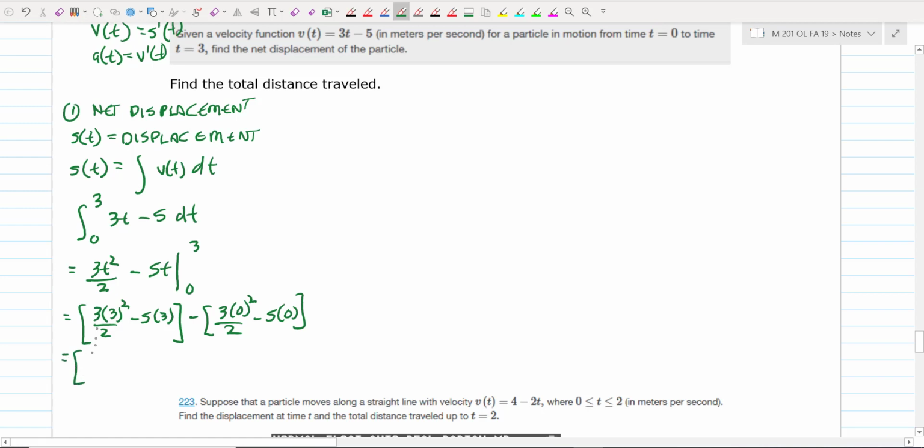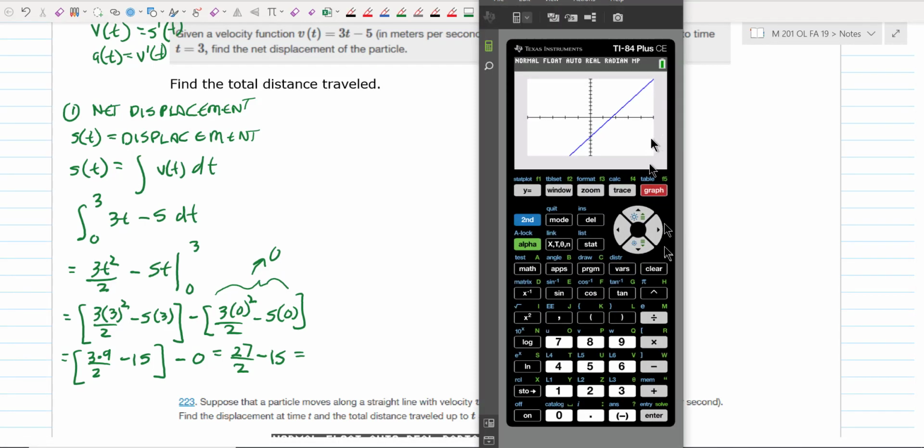So this is 3 times 9 over 2 minus 15. This whole stuff right here, of course, is going to go to 0. You can do that in your head. So it looks like you're going to have 27 over 2 minus 15. And then I'm just going to use a calculator on that and get a decimal value. So 27 over 2, we'll change that to a decimal, and then minus 15.